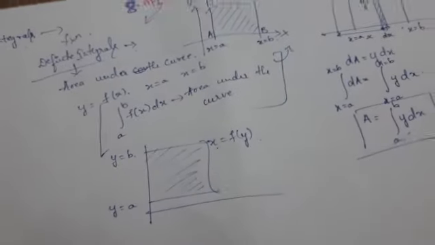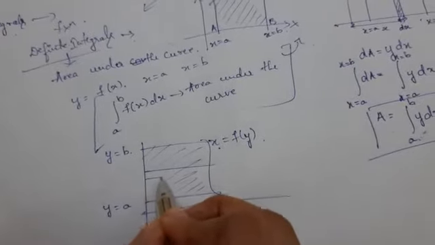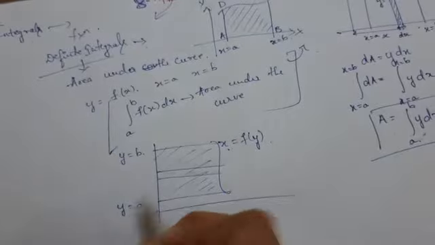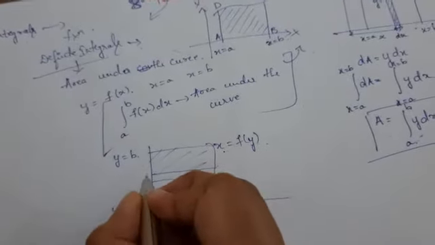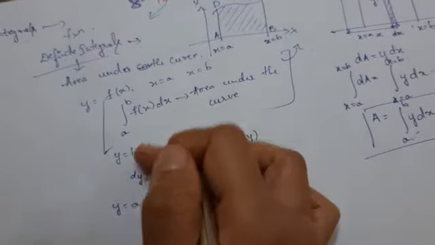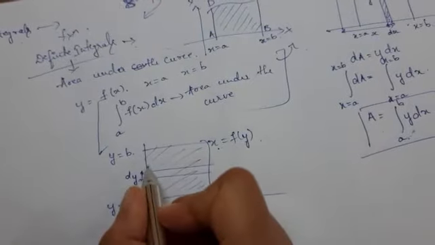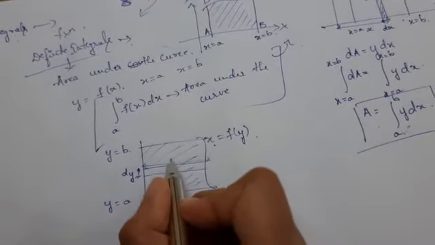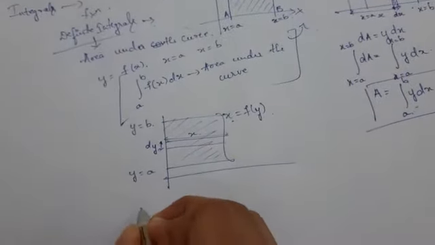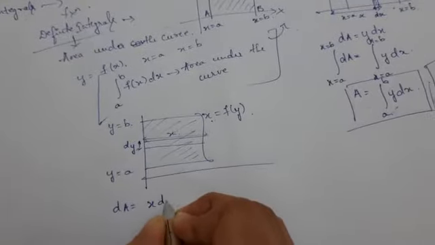So again we are making one strip, a very small strip with respect to this curve. So what will be this width? Obviously this width will be dy, because the width is lying upon the y-axis, so the width will be dy, and the length of the strip will be equal to x. So the area dA is equal to x into dy.